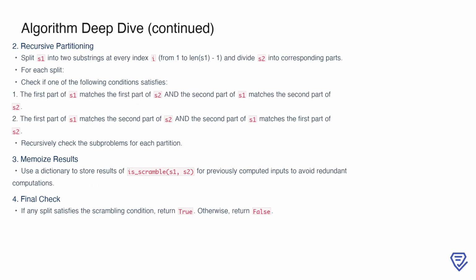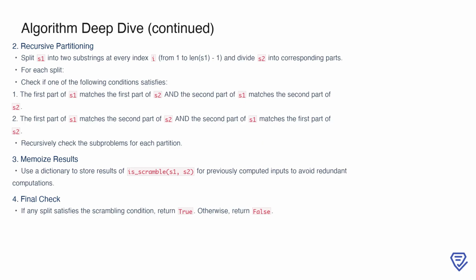To implement the recursive function, we partition S1 at every possible index and divide S2 into corresponding parts. For each split, we check two conditions to determine if the scrambling rules are satisfied. The first condition checks if the first part of S1 matches the first part of S2 and the second part of S1 matches the second part of S2. The second condition checks if the first part of S1 matches the second part of S2 and the second part of S1 matches the first part of S2. If either condition holds, we recursively verify the smaller substrings.